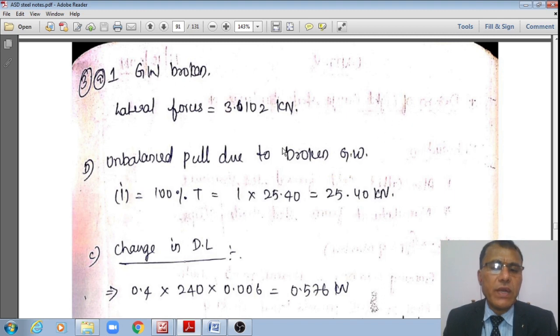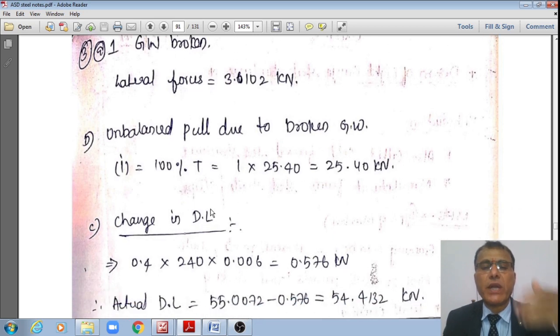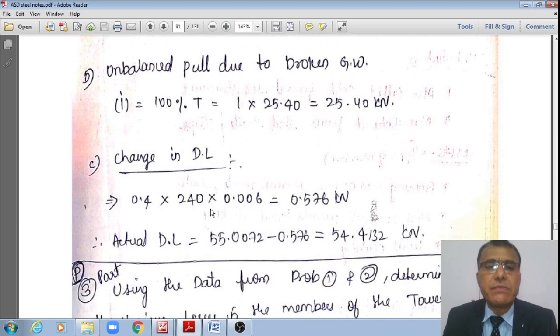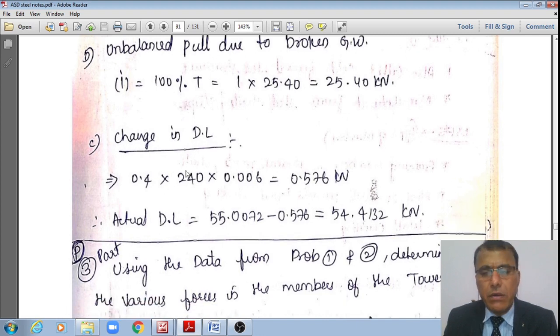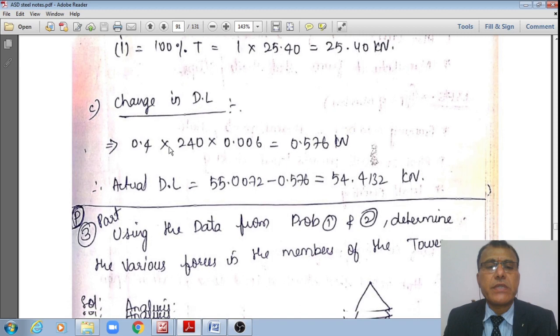However, the code says that when the ground wire is broken, or that of the power conductor is broken, still 100% of the tension should be considered, right? Therefore, now 100% of the working tension 25.4 is equal to 25.4. Whereas for the power conductor it is 60% of that tension that will lead to unbalanced pull. Just now we have seen it in the previous subheading. That is the difference between the ground wire broken and the power conductor broken conditions, right?